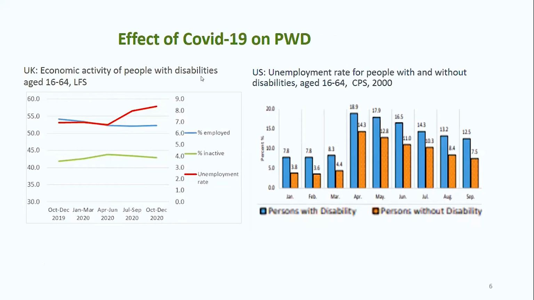Also, I have some data here from UK and US about the employment activity of persons with disabilities. In UK, as you can see from the labor force survey, there has been a significant increase in the unemployment rate for persons with disabilities from under 7% to close to 9%. At the same time, the percentage of persons with disabilities that are employed has declined, and the inactivity rate remained stable. In the US, similar pattern. In April 2020, there has been a significant increase in the unemployment rate for both persons with and without disabilities. However, the unemployment rate for persons with disabilities has increased 3 times compared with the unemployment rate for persons without disabilities that increased only twice.